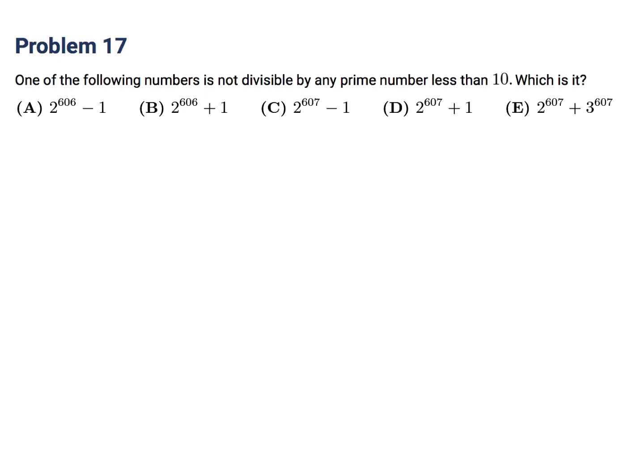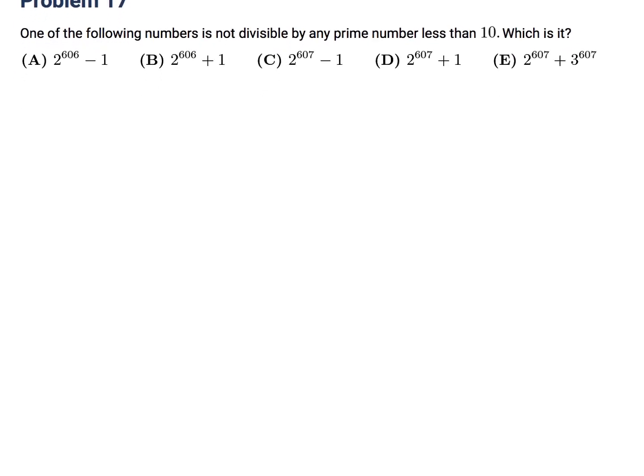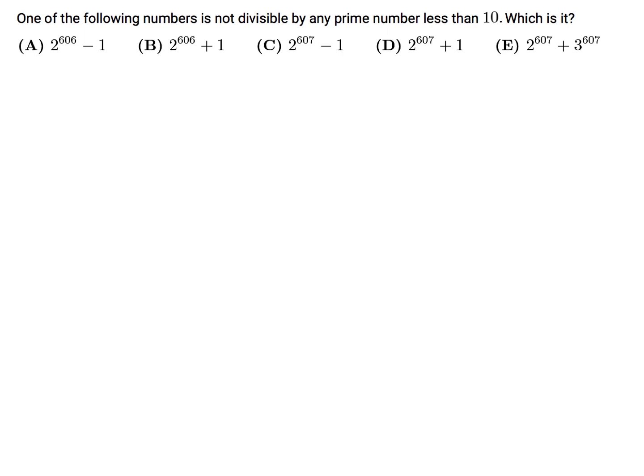One of the following numbers is not divisible by any prime number less than 10. Which is it? First thing I want to do is list the prime numbers less than 10. So those would be 2, 3, 5, and 7. So one of these is not divisible by 2 or 3 or 5 or 7. Okay. Oh boy.